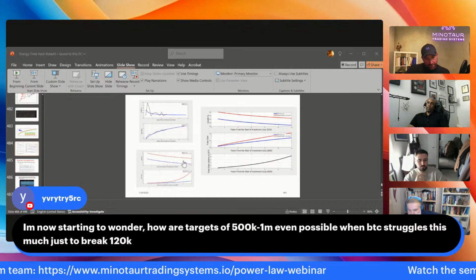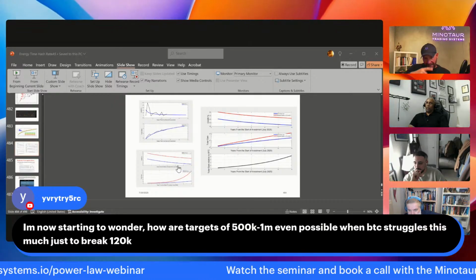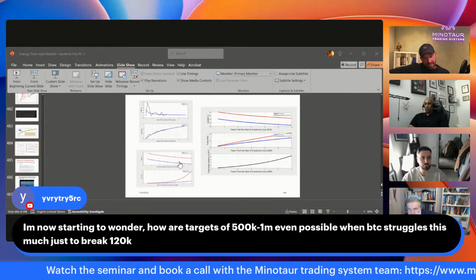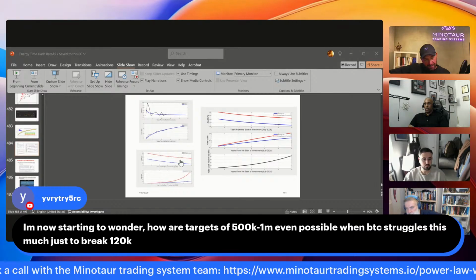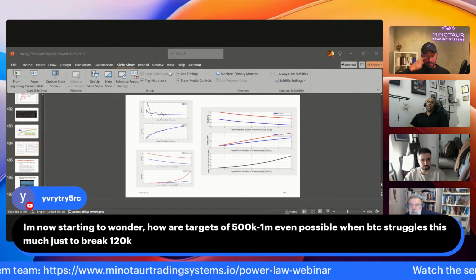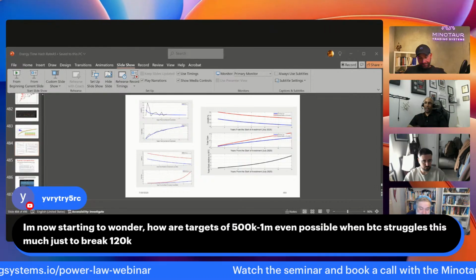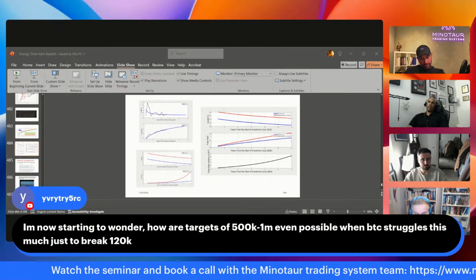So yeah, this question here, because it goes in. I have a good analogy for this too. You're saying the target of 500K to a million, is it even possible? So this comes down to what lens are you looking through? What scope? Exactly. If you're looking at a magnifying glass, we are going to reach 500K. It's going to take years. It's not going to happen.